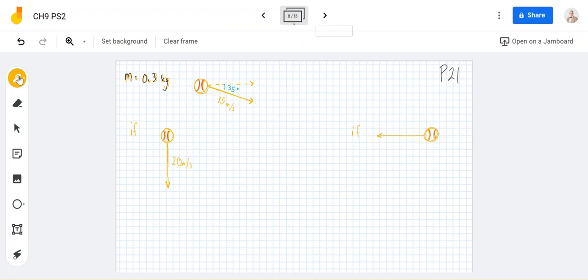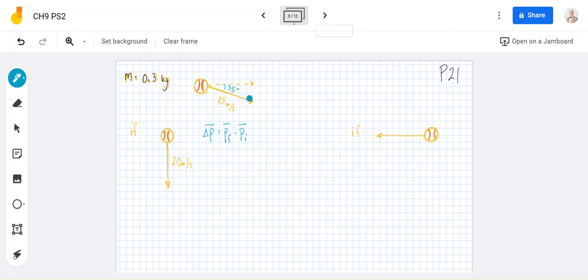Well, here's the deal. When we talk about the change in momentum, the change in momentum is the final momentum minus the initial momentum. That's how you calculate it. But don't forget that all three of these things are vector quantities. So we're going to have to add them like vectors. So let's find out what the initial momentum is here.